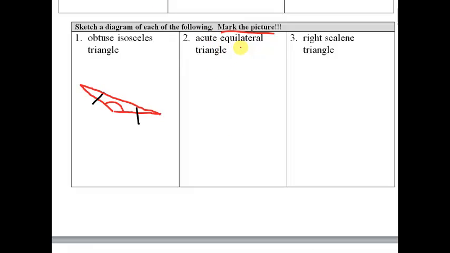Alrighty, an acute equilateral triangle. All sides have to be the same, congruent sides. It's got to have 3 acute angles. Well, that's just the standard one. There isn't any other way to draw it, but 3 equal sides. 1, 2, 3. And you look at this, you got 3 equal angles. 1, 2, 3. How do we know they're acute?